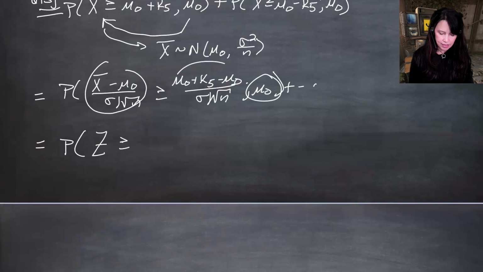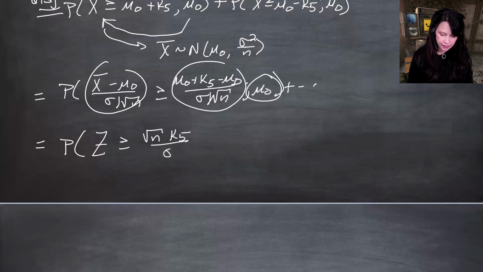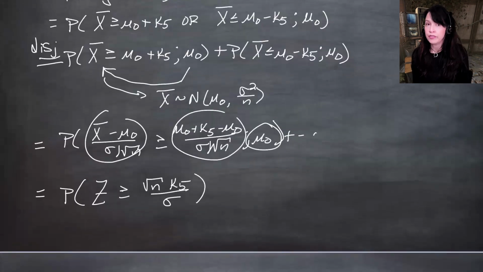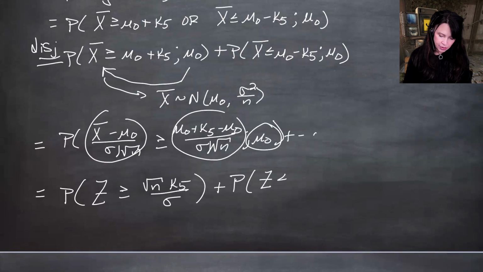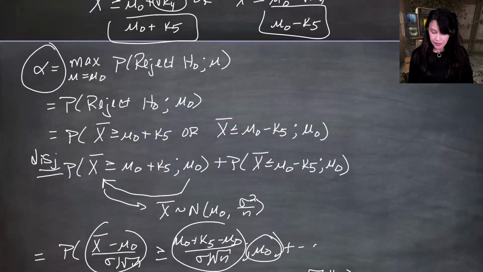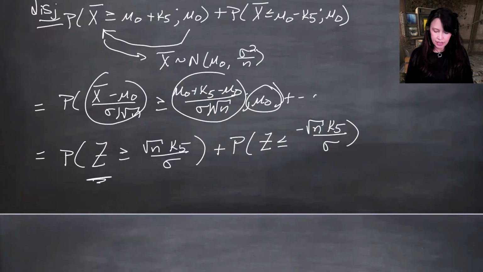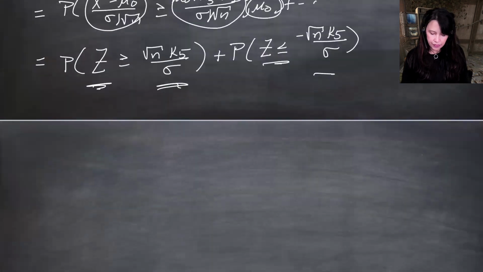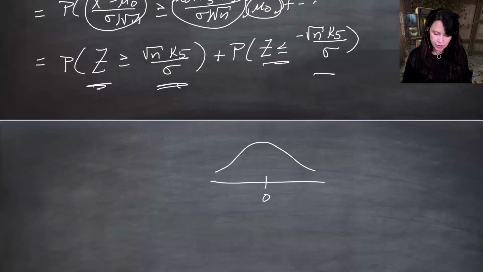And at that point, this is going to simplify a little bit into the square root of n K5 over sigma. And I no longer need the mu naught because the distribution of Z is a normal 0, 1 and doesn't depend on mu naught, plus the probability that Z is less than or equal to the negative square root of n K5 over sigma. Okay, this whole thing is supposed to be alpha, and we're down to a standard normal and a number and the negative of the number. So the standard normal distribution centered right here at 0, I've got a number and the negative of the number. So everything, because we kept only one K5, is nice and symmetric.